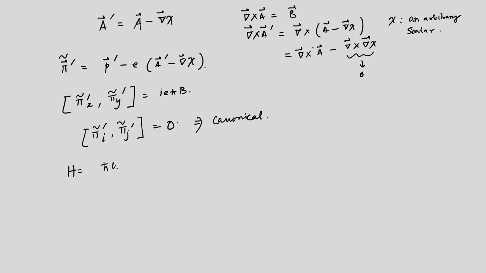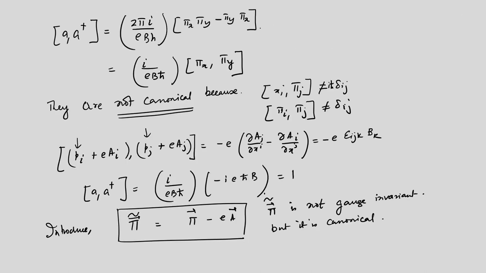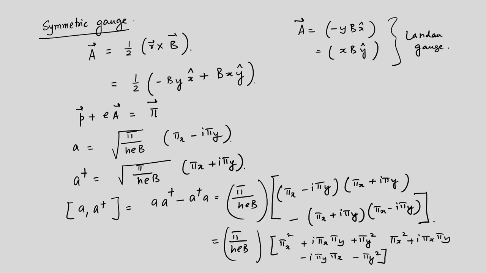If you want to write down the Hamiltonian in terms of these A and A dagger operators, then one can write it as A dagger A plus half. That is the form of the Hamiltonian. You can check that with the definitions of A and A dagger, and then you will get this.